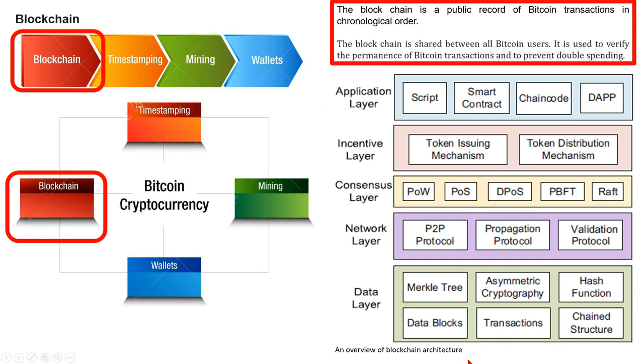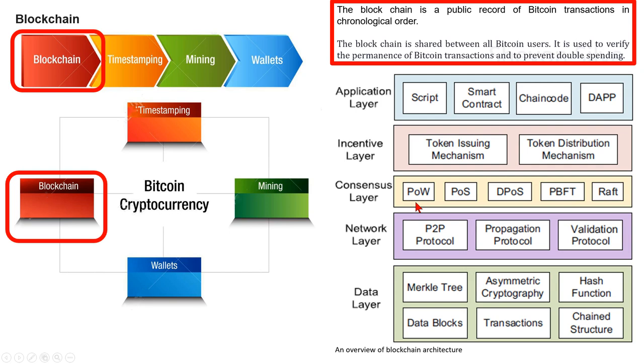Here you can see the overview of blockchain architecture. This architecture describes the blockchain architecture of cryptocurrencies, including Bitcoin also. Here you can see our application layer. In it you can see script, smart contract, and chain called DAPP. Below that you can see an incentive layer, which includes the token issuing mechanism and token distribution mechanism. Below that you can see the consensus layer.